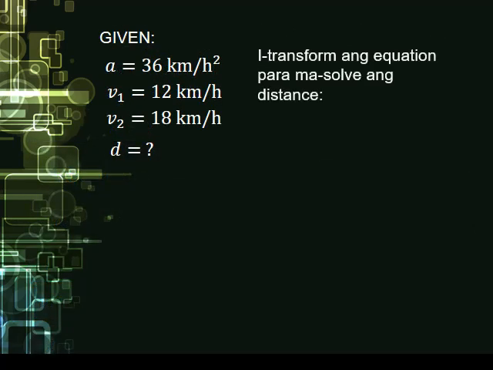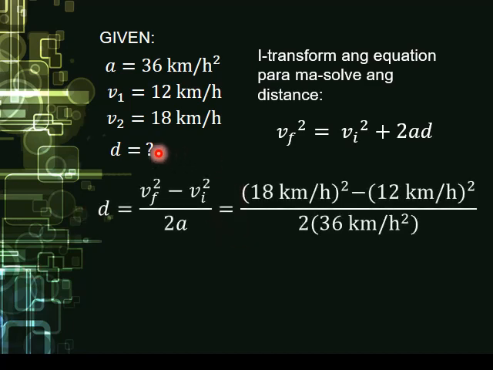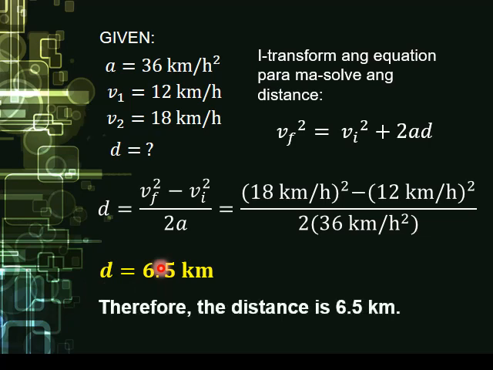This time, we will need to transform the equation para ma-solve natin ang distance. Yung equation na napili natin is Vf squared equals Vi squared plus 2ad. Pag nag-transpose tayo, itong Vi squared lilipat sa kabila, kaya naging negative. Matitira na lang dito yung 2ad. Para ma-solve yung d, i-divide natin both sides by 2a. Kaya naging ganito yung final equation natin. Pag sinubstitute natin to, nagiging sagot natin is a total distance of 6.5 kilometers. That means, during the time of the acceleration, ito yung distance na na-cover niya, 6.5 kilometers.